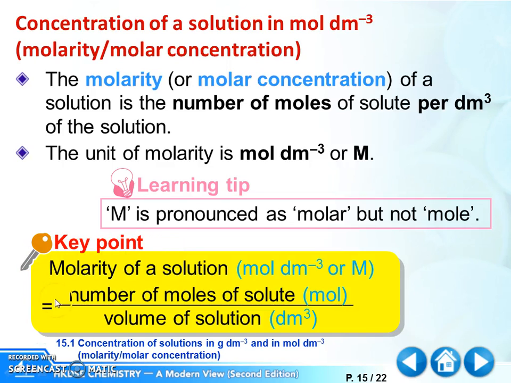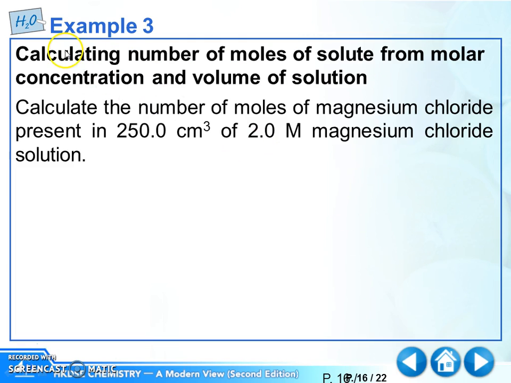So last lesson we introduced how molarity can be calculated by the number of moles of solids divided by the volume of solution. So in this lesson you are going to apply this formula, changing it to different forms to calculate the number of moles of solids, the volume of solution, the molarity of the solution, or even the mass of the solids. So first example, calculating the number of moles of solids from molar concentration and volume of solution.